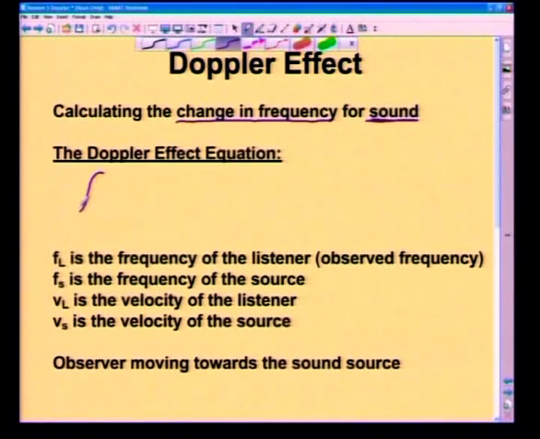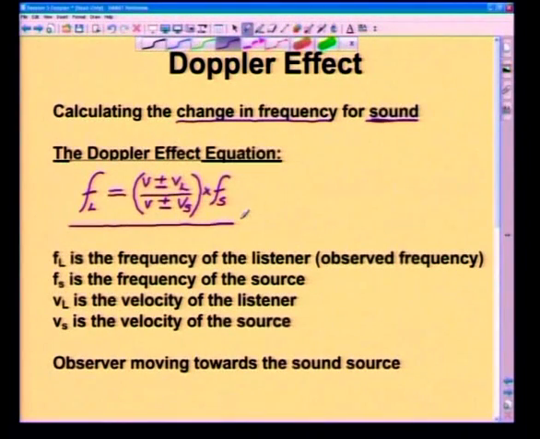Now, the Doppler equation says that the observed frequency, which I will call FL, is always given by the velocity of the waves in the medium plus minus the velocity of the observer divided by the velocity of the waves in that medium plus minus the velocity of the source. All this must be multiplied by the frequency of the source. Now, this is an interesting formula, if you like.